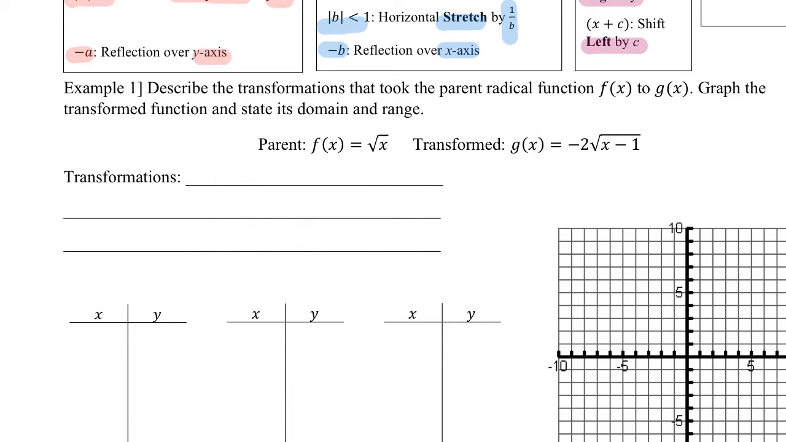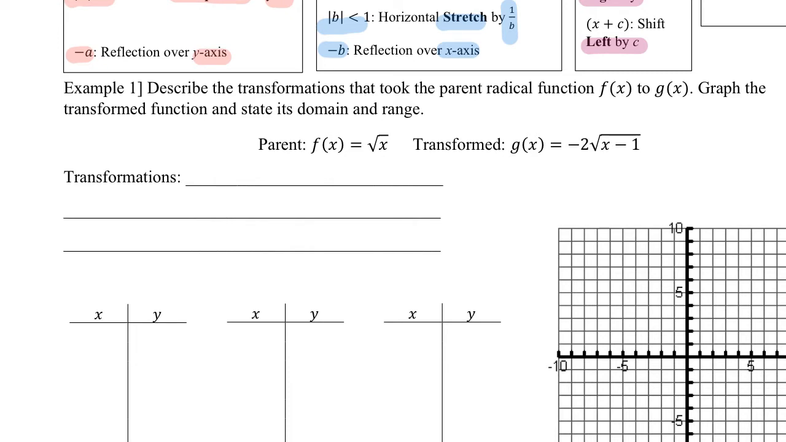So we are starting with the parent function y equals square root of x, and we are transforming it to be g of x equals -2 square root of x minus 1. So first thing we need to figure out is our parameters. What do we have? Do we have a, b, c, d, a combination?